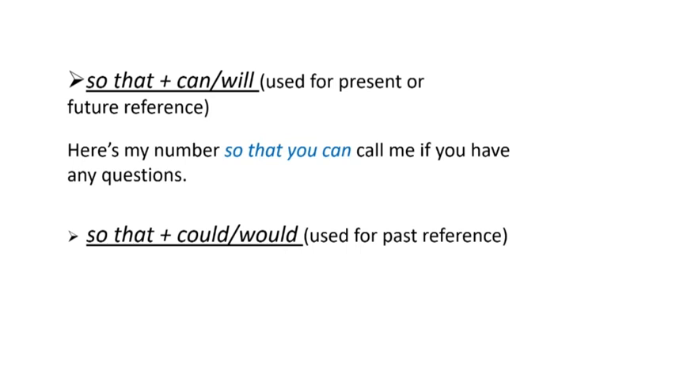Our next expression is so that plus could or would. This one is similar to the previous. However, it is used for past reference.